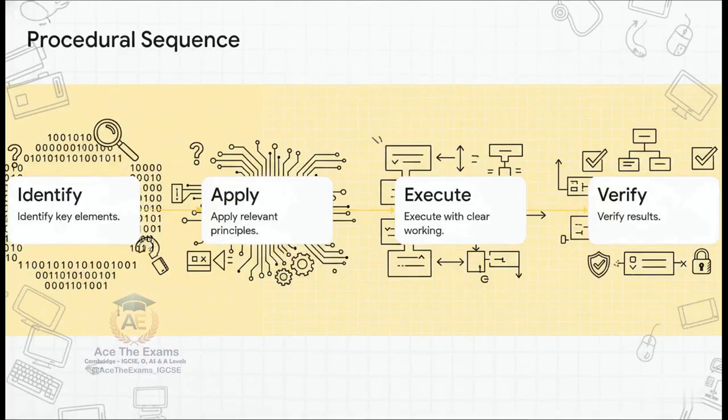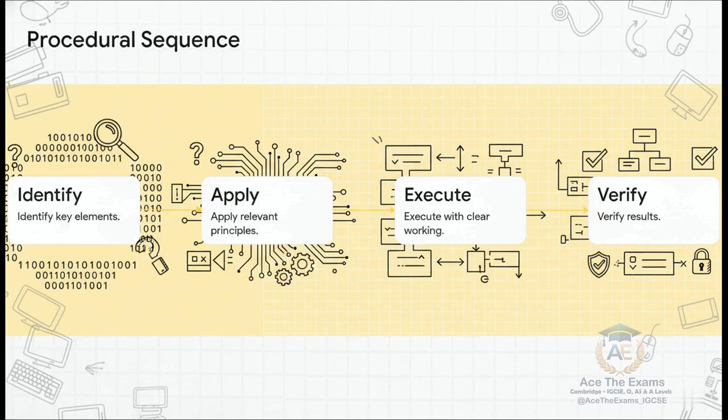So, the crucial transformation happens when you follow this standardized procedural sequence. I call this the computer science success blueprint. Step 1, identify key elements. Step 2, apply relevant principles. Step 3, execute the analysis with incredibly clear working. Step 4, verify your results.